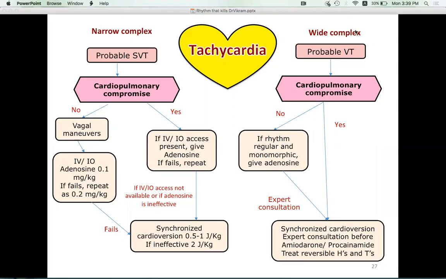Like I told you, for wide complex tachycardia, you are most likely dealing with a ventricular tachycardia. Again, you look at the cardiopulmonary compromise. If there is cardiopulmonary compromise, you go for synchronized cardioversion. However, if the rhythms are regular and monomorphic, you can try adenosine in these patients as well.